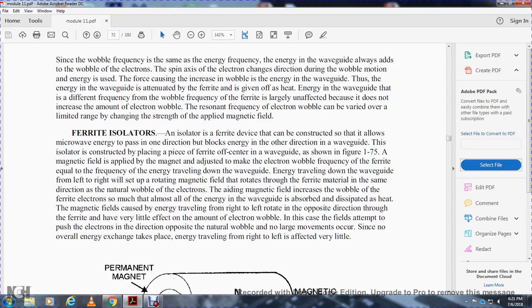Energy traveling down the waveguide from the left to the right sets up a rotating magnetic field. It rotates through the ferrite material in the same direction as the natural wobble of the electrons. The aiding magnetic field increases the wobble of the ferrite electron so that almost all the energy of the waveguide is absorbed and dissipated as heat.